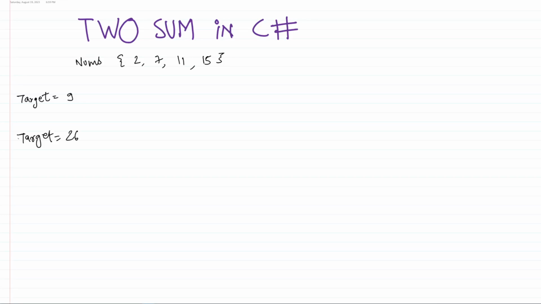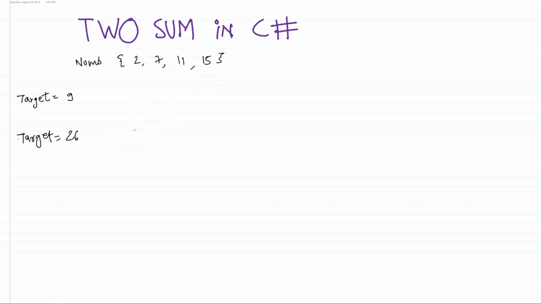Two sum in C sharp. The problem says given an array of integer nums and an integer target, return two numbers that add up to your target. So in this case my target is 9, and you see 2 plus 7 adds up to number 9. Another example is 26. Here 11 and 15 will add up, making a 26.